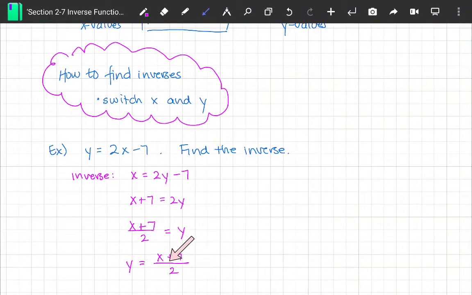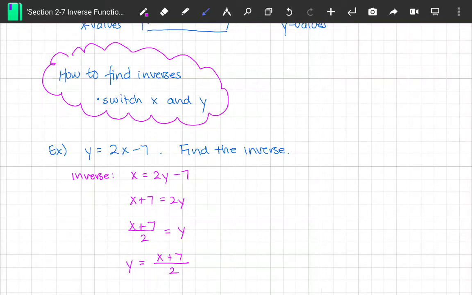And this makes sense, because let's think about what this says. This says, start with x, you multiply by 2, and then subtract 7. And this says, add 7 and then divide by 2. It's doing these steps backwards. So again, if we start with x, you multiply by 2, then subtract 7. If we want to undo that, we have to add 7 and then divide by 2. So it works. It makes sense that this is the inverse.